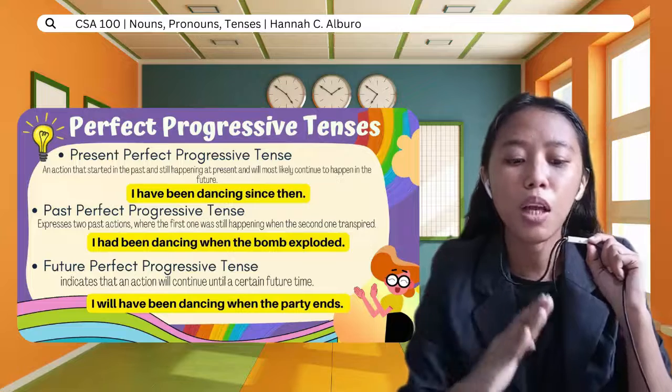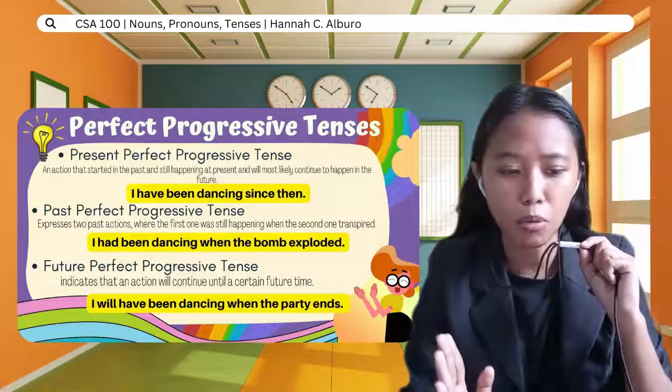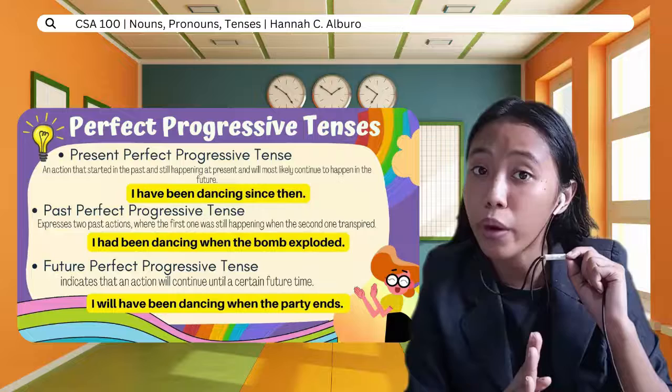So, what it says here is, when the first one was still happening, been dancing, he was enjoying himself all afternoon, when the second one transpired, which already happened, that is when the bomb exploded, no?